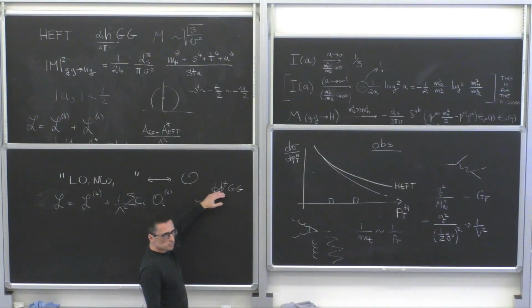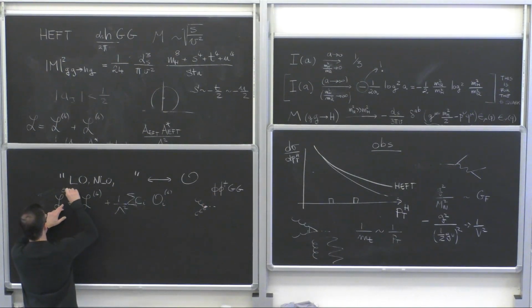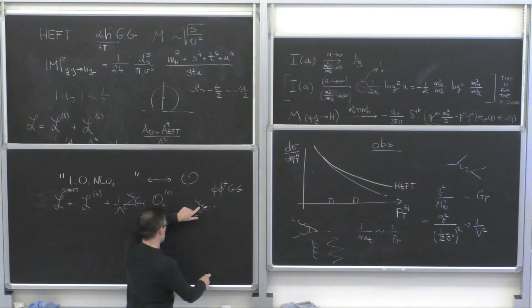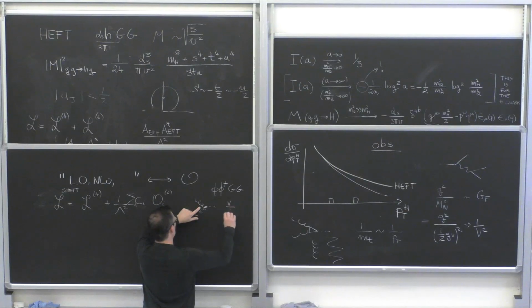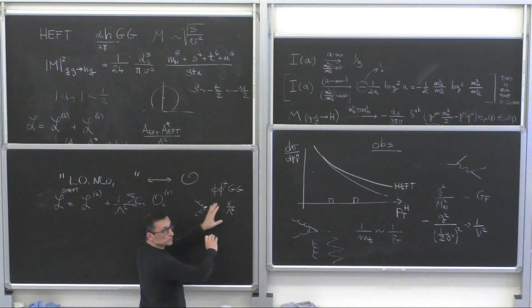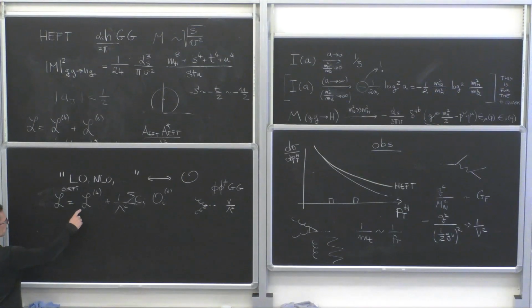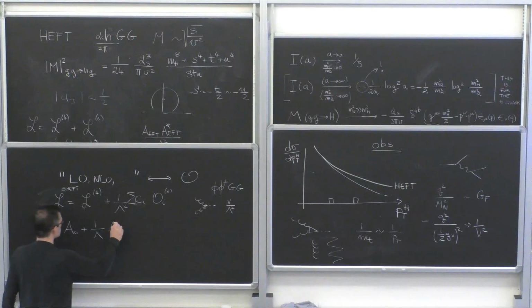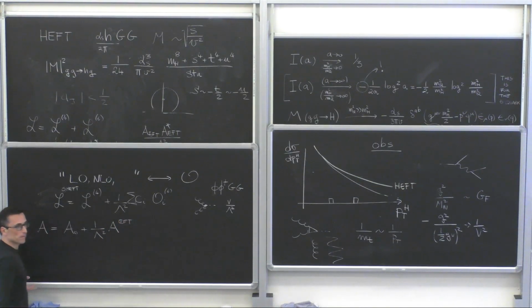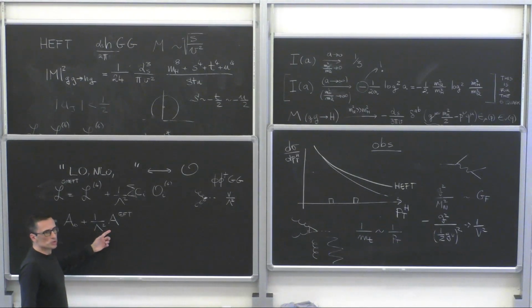Let me use the full SMEFT. So this interaction is actually V over lambda squared. So they come from a V over lambda squared term. So when I compute an amplitude, I have an expansion in 1 over lambda. So I have A0 plus 1 over lambda squared A6, EFT, which is one insertion, right?